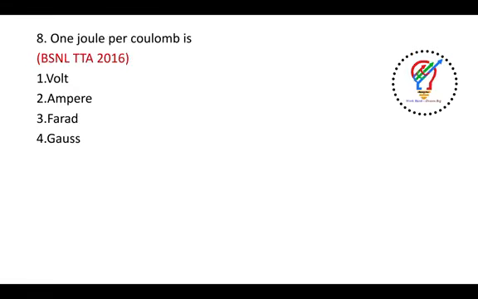Next one, 1 joule per coulomb. This was asked in the BSNL TTA 2016. The options are volt, ampere, farad, Gauss. The definition of voltage is work done per charge. The unit of work done is joule. So joules per coulomb is the voltage. The answer for this question is volts.